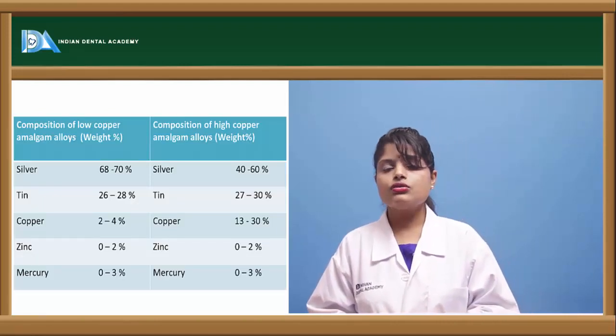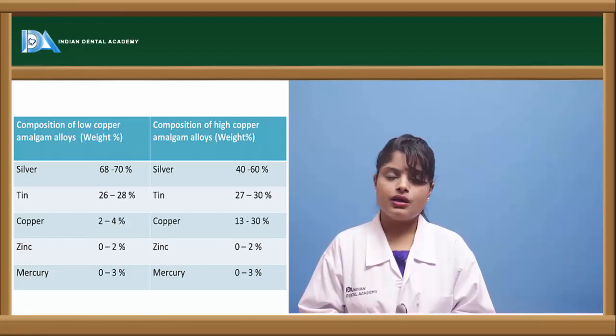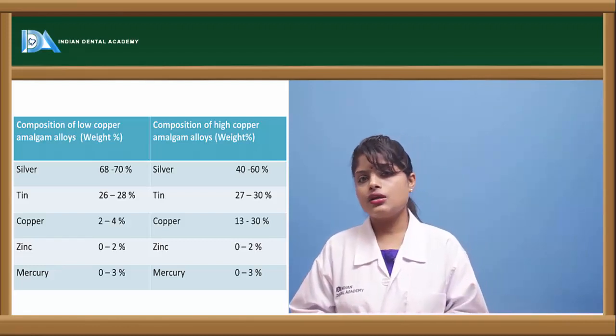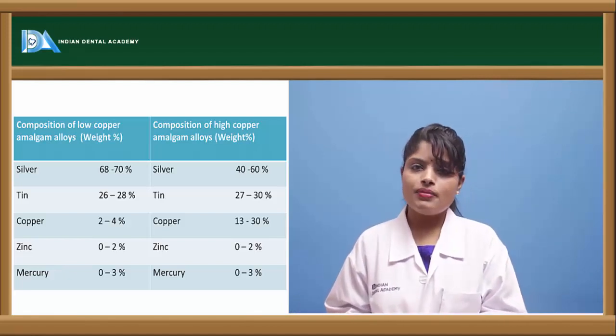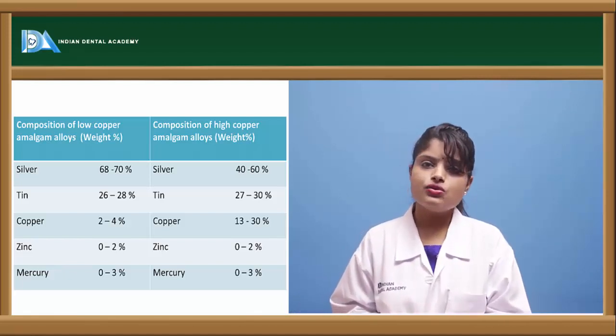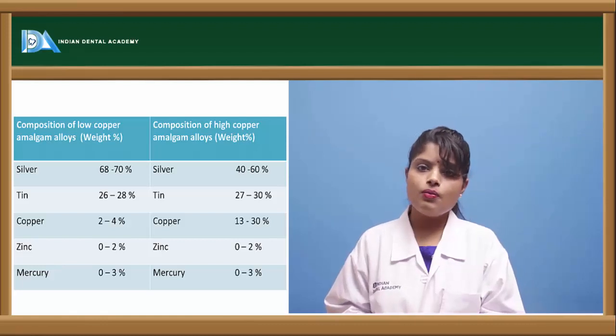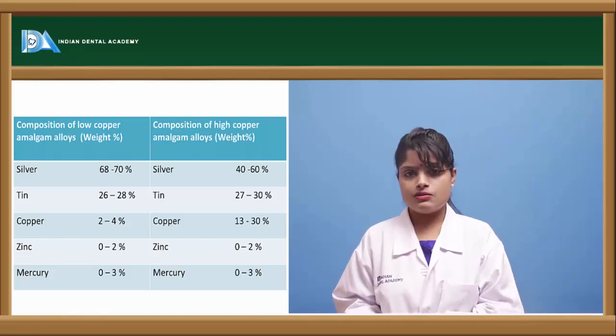Now coming over to the composition of amalgam. The amalgam can be either high copper or low copper, in which the high copper has a copper content of 13 to 30%, and low copper has 2 to 6%.